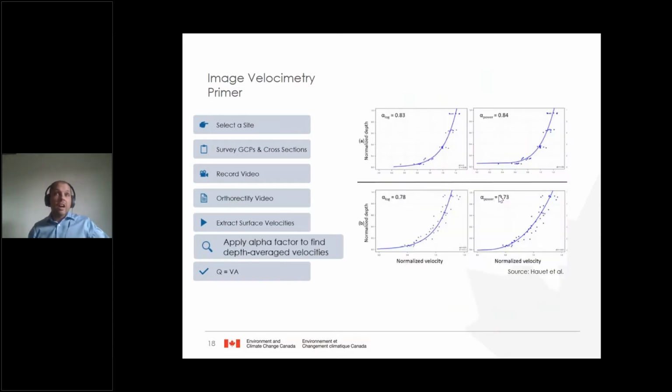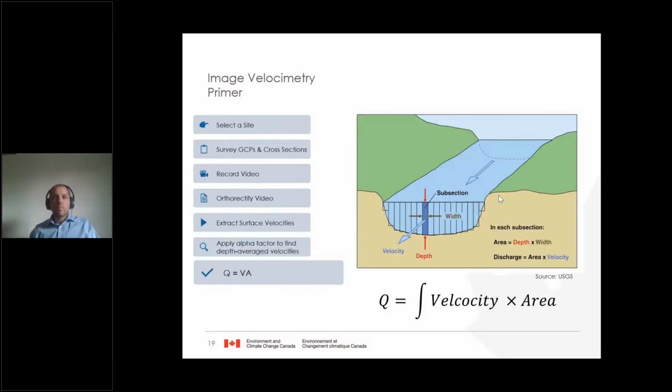So now you have surface velocities, and what you really need is depth average velocities. So there's some papers out there. You basically use data from ADCPs and flow trackers to calculate an alpha value that you apply to your surface velocities to get your depth average velocities.